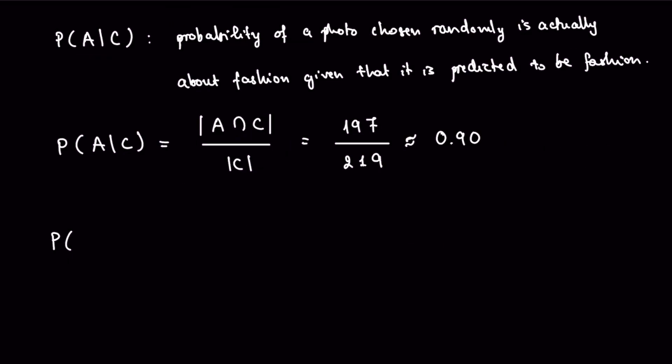Another calculation I want to do is the probability of B given D. This is the probability that a photo chosen randomly is actually not about fashions, given that it is predicted not to be about fashions.